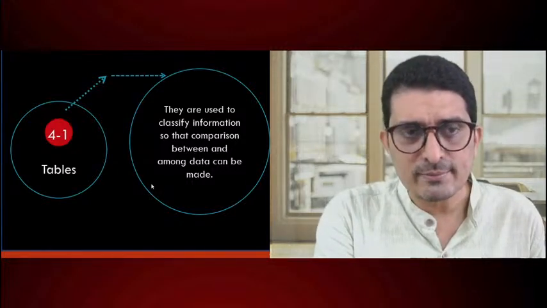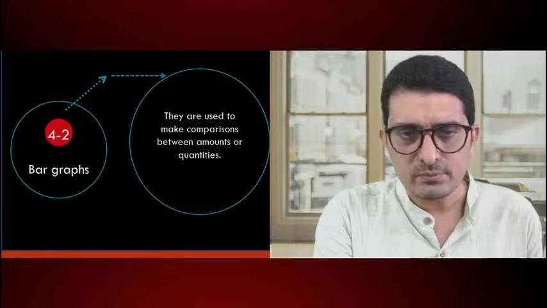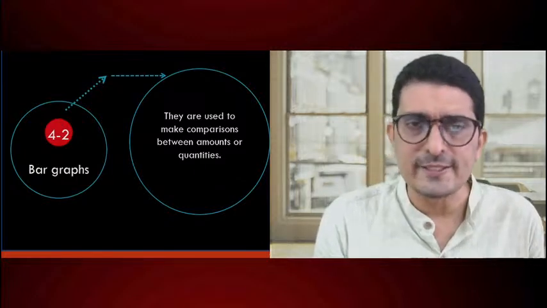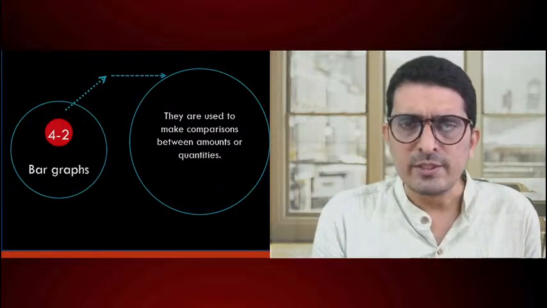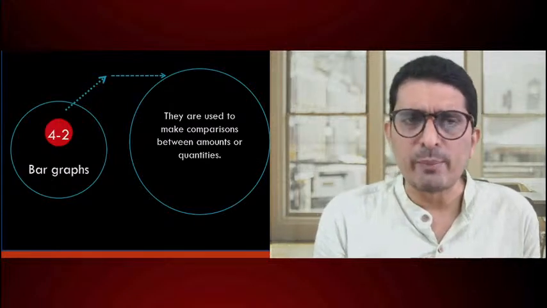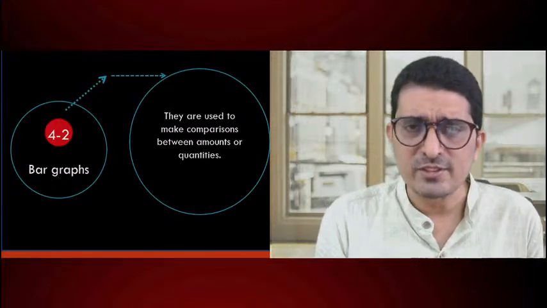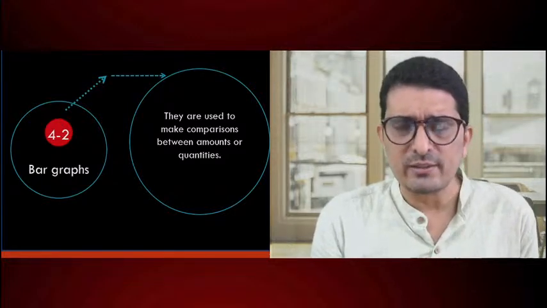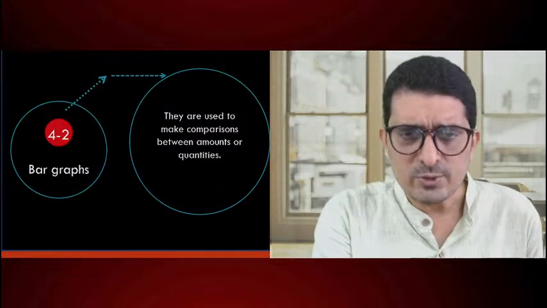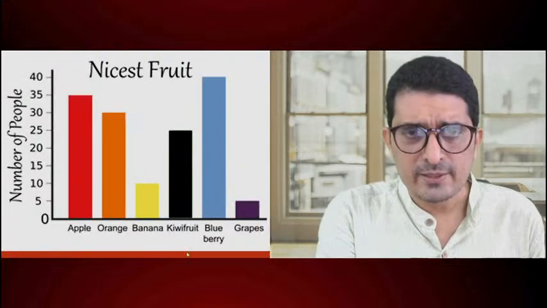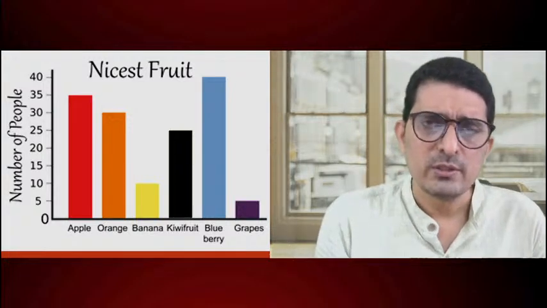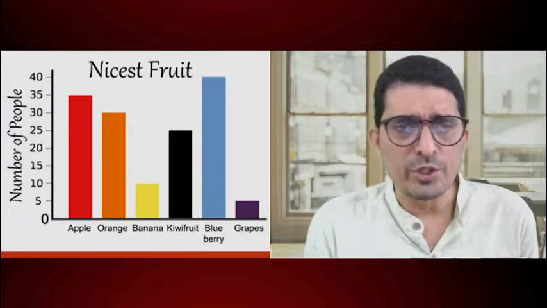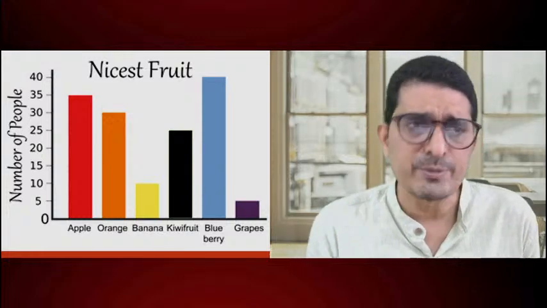And the next one is bar graphs. What are bar graphs? They are used to make comparisons between amounts or quantities. If you want to compare the quantity or amounts of different aspects or different components, then you can make use of bar graphs. Just look at this bar graph. This is an example of a bar graph. Here you can see apple, orange, banana, kiwi fruit, blueberry, grapes.